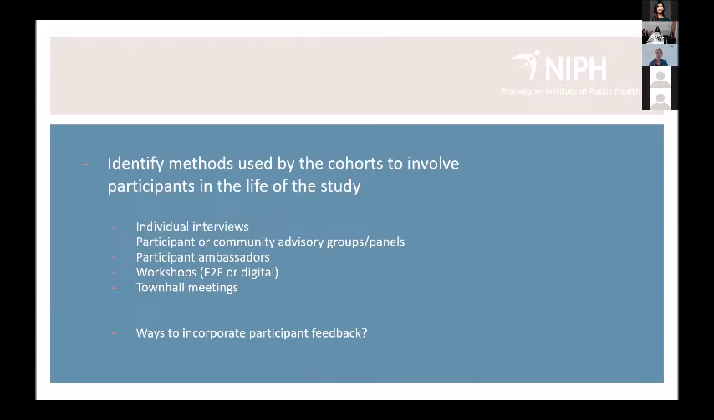We'll also be identifying methods used by the cohorts to involve participants in the life of the study. May it be individual interviews, for instance, or, as we've heard from many of you, community or participant advisory groups or panels. Participants and ambassadors are used by some cohorts, as well as workshops and town hall meetings. It's very interesting to see how the information provided by the participants is incorporated in the way the cohort functions and is being designed and developed.